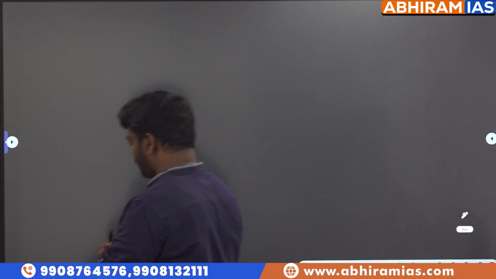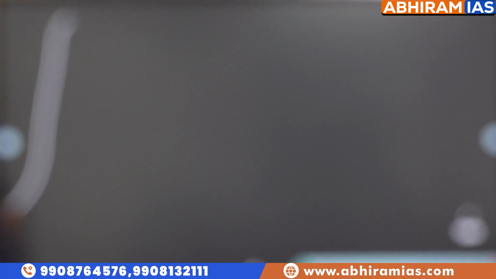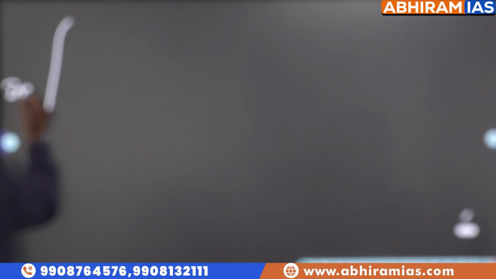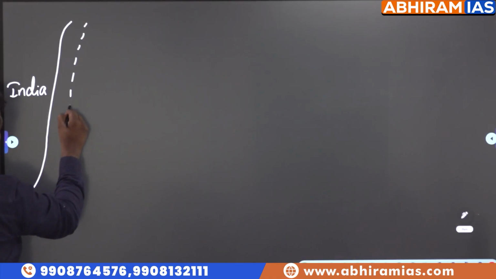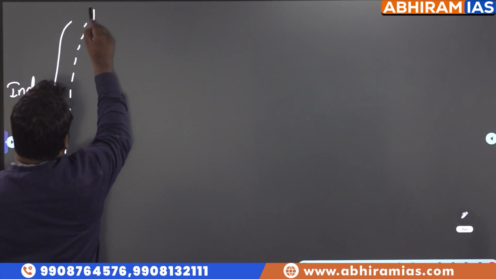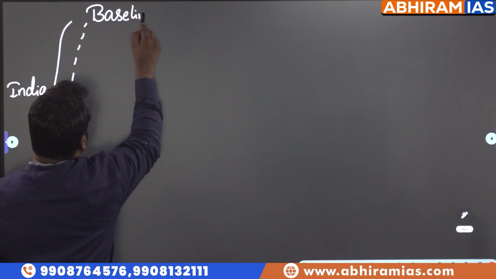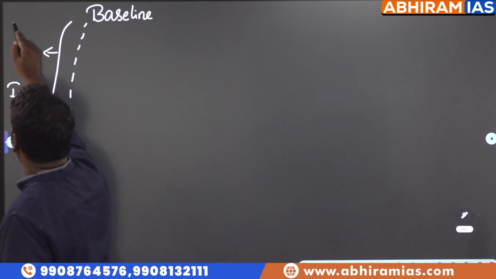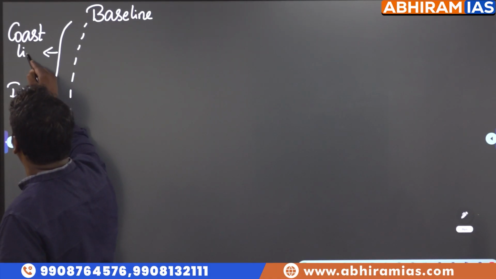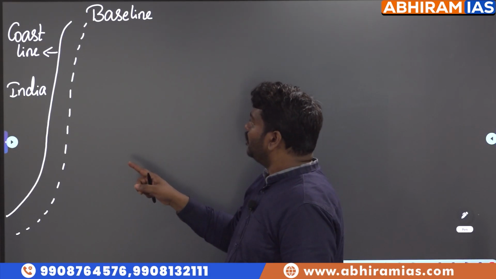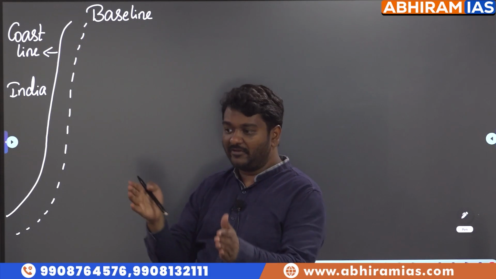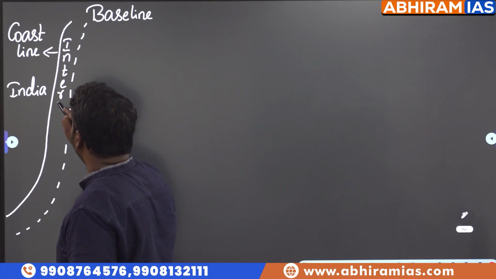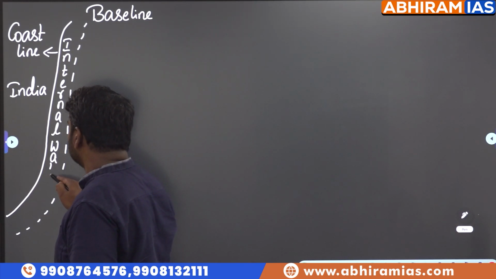Now, what the country does, if you take this as India, the point where they start calculation is called baseline. Starting point is called baseline. And what is this point called? Coastline. Right? So coastline is there, baseline is there. There will be some water between these two. That water is called internal waters.